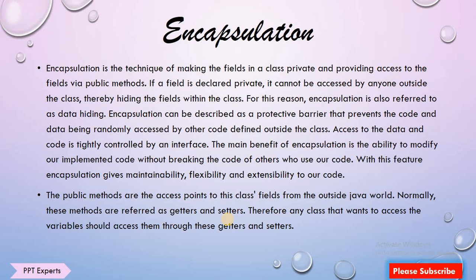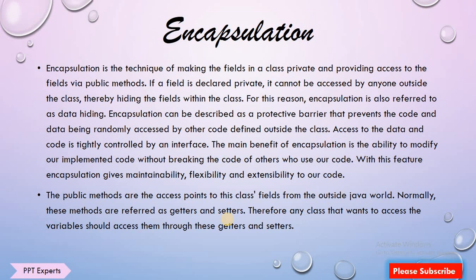Encapsulation can be described as a protective barrier that prevents the code and data from being randomly accessed by other code defined outside the class. So by using encapsulation, we cannot randomly use the data. Access to the data and the code is tightly controlled by an interface. The main benefit of encapsulation is the ability to modify our implemented code without breaking the code of others who use our code. With this feature, encapsulation gives maintainability, flexibility, and extensibility to our code.